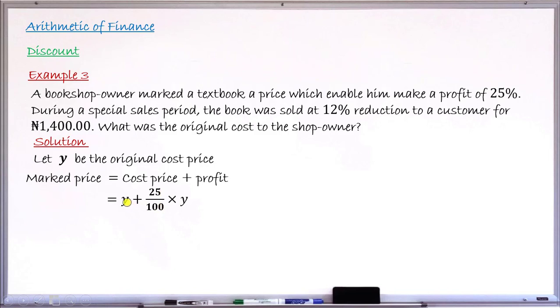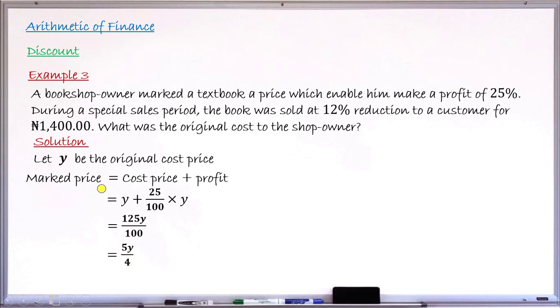And if you now add it using LCM 100, you are going to have 125y over 100. I can reduce this because the numerator and denominator can each be divided by 25. Dividing 125 by 25 gives me 5, dividing 100 by 25 gives me 4. So I'm going to have 5y over 4. This is now the simplified form of the market price of the book.